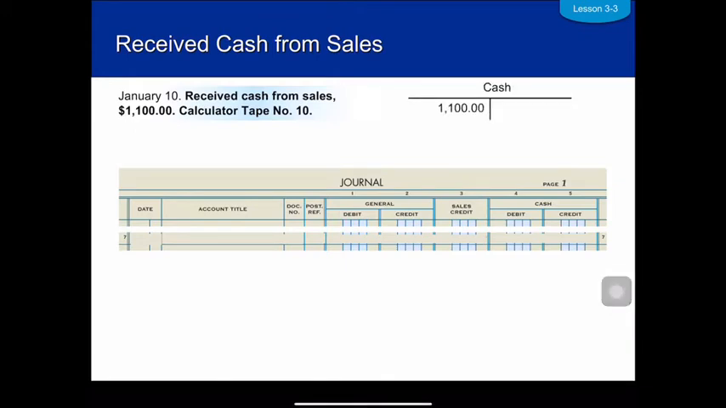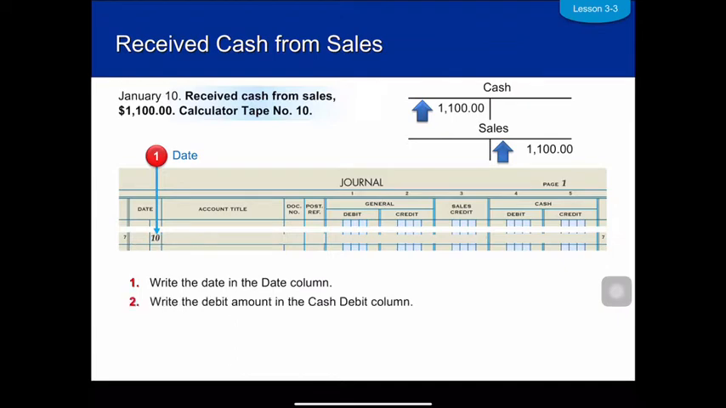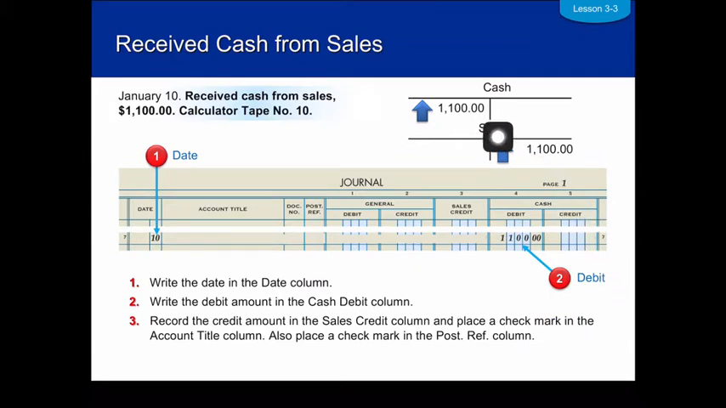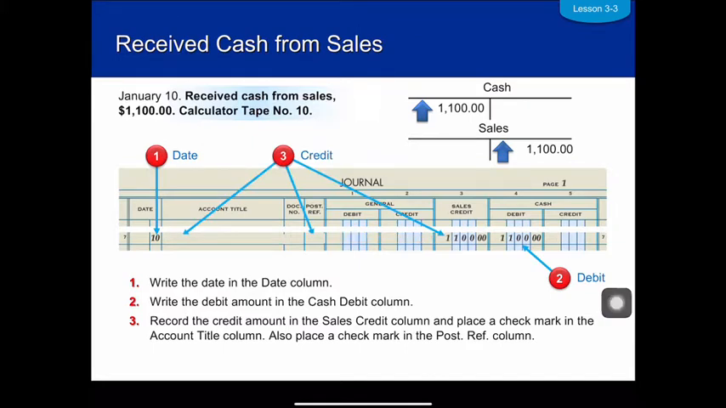The 2 accounts affected: cash is increasing, our sales is also increasing. So we will be debiting cash, crediting sales. The 4 things we do when we enter our transactions into our journal: we write the date. Today is the 10th. The debit amount, we have a cash debit, so we're going to go over to our cash debit column. We have a credit amount, which is sales. And you can look, this is the first time we're going to be using this column right here. Sales, we are going to credit. We go to our sales credit column and we will write that amount in there.